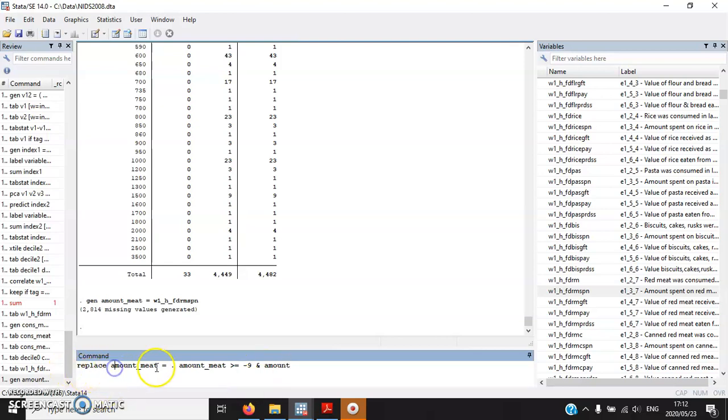So replace amount meat equals missing if, sorry, I forgot to type if. If the amount is in between -9 and -3 and the cons meat dummy equals 1. So it means they did consume meat in the last 30 days, but they really don't declare the amount spent on red meat, and somehow the survey gave a coding of -9, -8, -3. So I rather want to replace as missing because we really don't know how much they spend on red meat. So rather replace the value as missing.